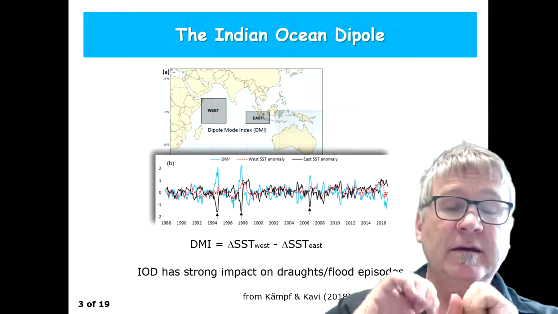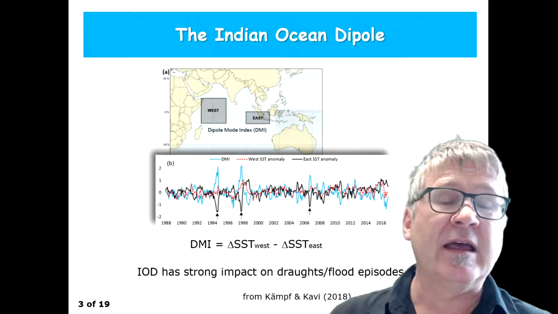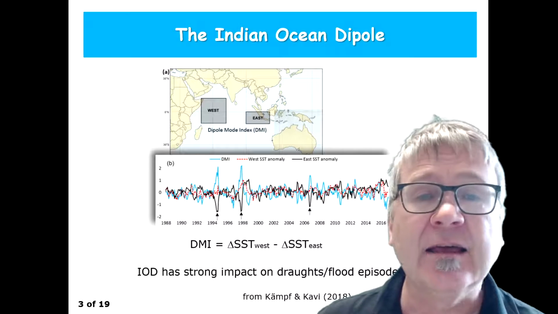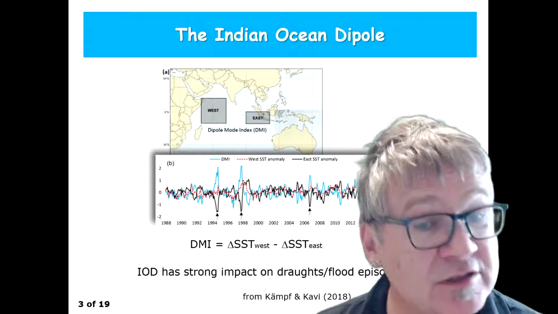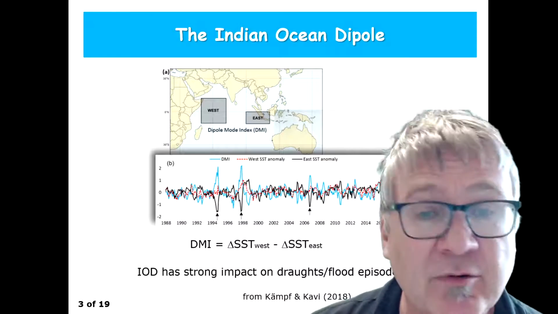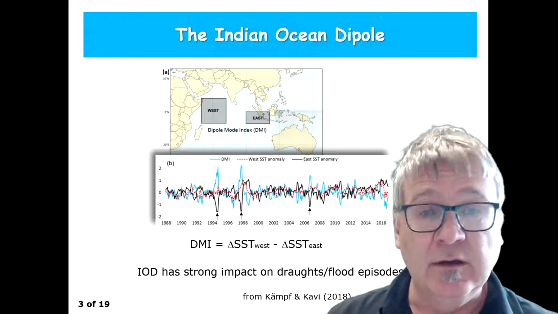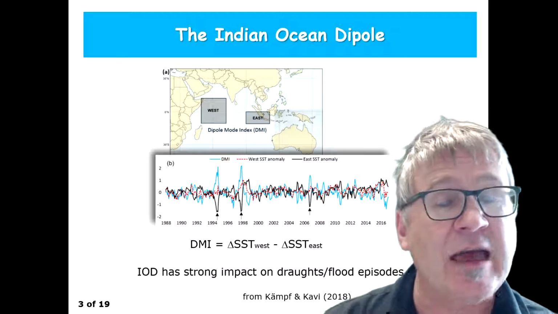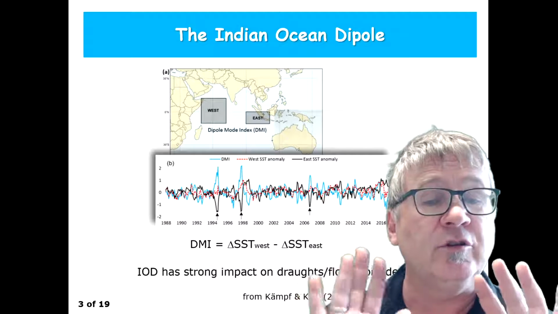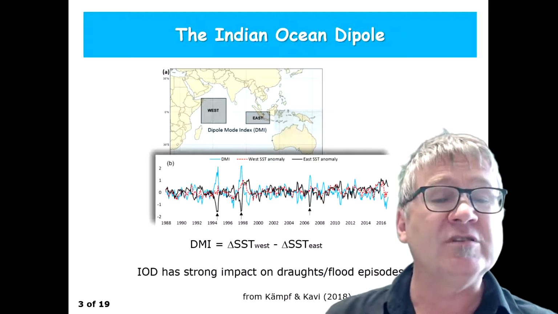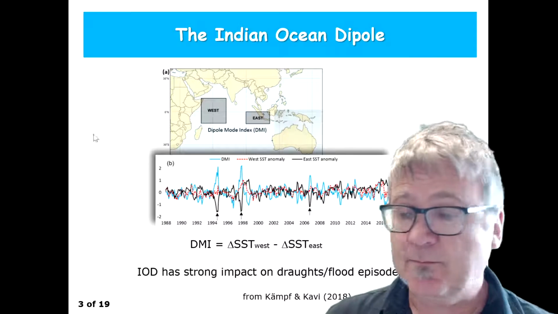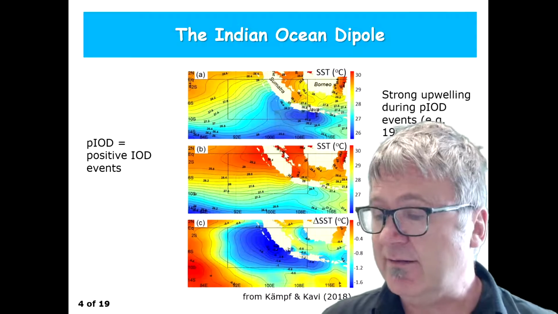And this feature, the Indian Ocean Dipole, has a strong influence on droughts and flooding episodes in the region, because sea surface temperature controls cloud formation and rainfall, as you already learned. Okay, this is the Indian Ocean Dipole. Let's have a look at the sea surface temperature, how it actually looks like during these, we call them positive dipole events. Let's have a look at that on the next.